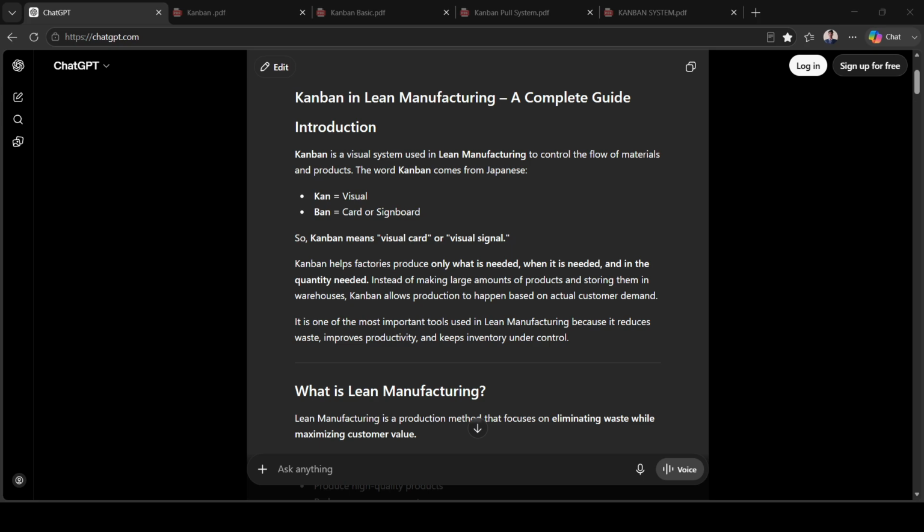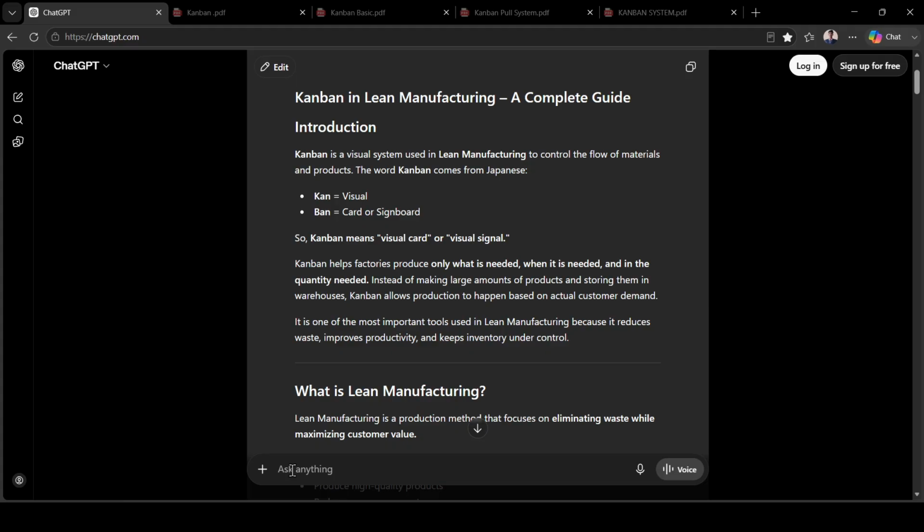So what is Kanban and how does it help in the lean manufacturing industry? In detail I will explain so you can clearly understand this topic. So, Kanban in lean manufacturing. Kanban is a visual system used in lean manufacturing to control the flow of material and products. The word Kanban comes from Japanese. Kan means visual, ban means card or signboard. So Kanban means visual card or visual signal.